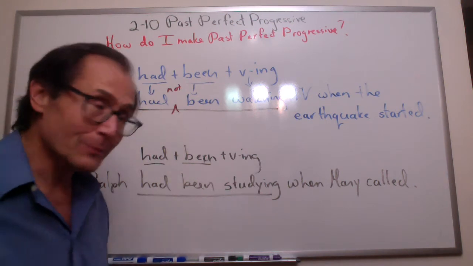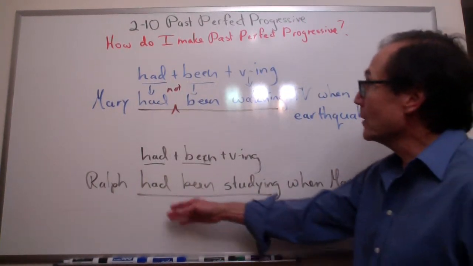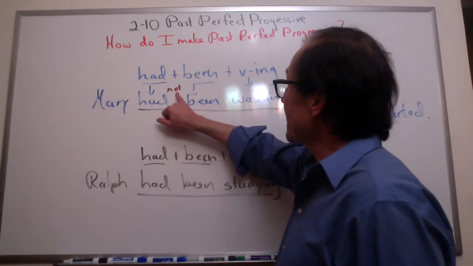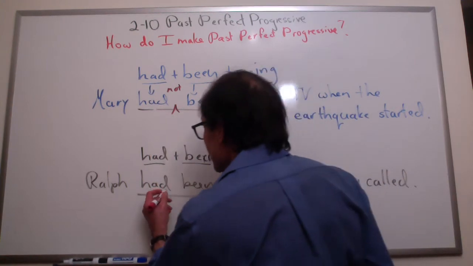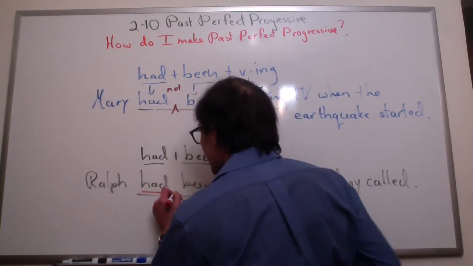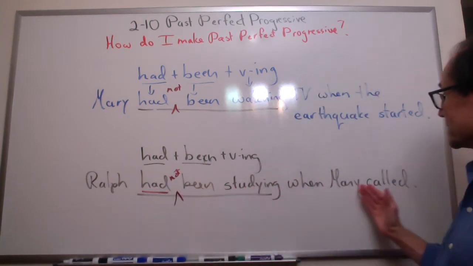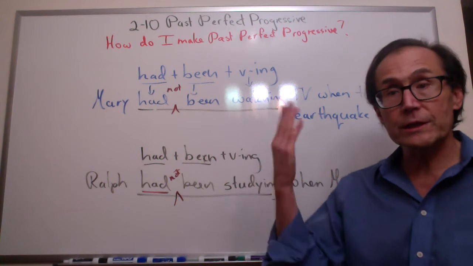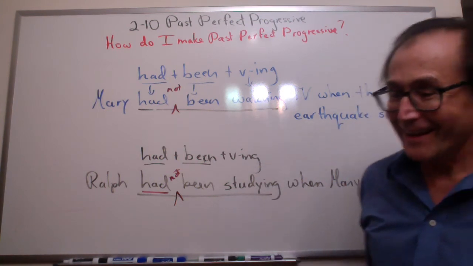Okay, so Ralph had been studying when Mary called. When I want to make past perfect progressive negative, I just add not after the word had. So here I say, okay, here's had. I'll add the word not right after it. So I get, Ralph had not been studying when Mary called. He had been washing the car or doing the laundry.